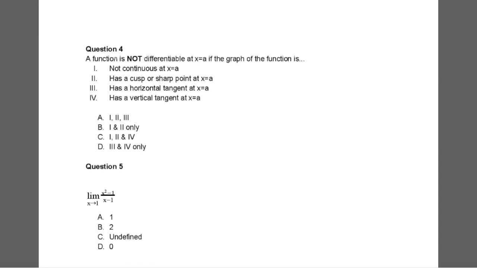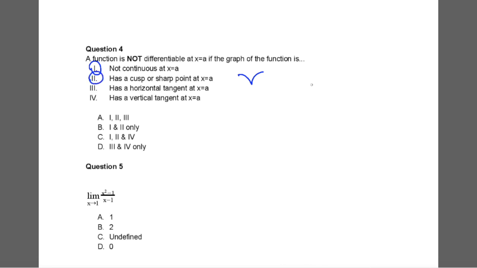Question 4, a function is not differentiable at x equals a if the graph of the function is, we know if a function is not continuous at x equals a. We know that that is an option. So if it's not continuous at x equals a, it's not differentiable. If it has a cusp, so if it has something like this, it's not differentiable at that point, so that seems correct.